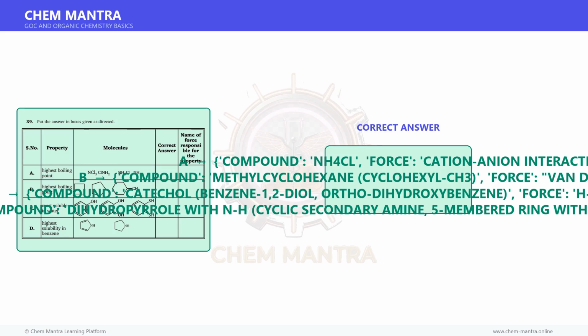Matches compound NH4Cl, force cation-anion interaction. B. Matches compound methylcyclohexane, cyclohexyl CH3, force van der Waals forces. C. Matches compound catechol, benzene 1,2-diol, ortho-dihydroxybenzene, force H bonding, also dipole-dipole. D. Matches compound pyrrole with NH, cyclic secondary amine, 5-membered ring with C=C, force aromatic stacking.